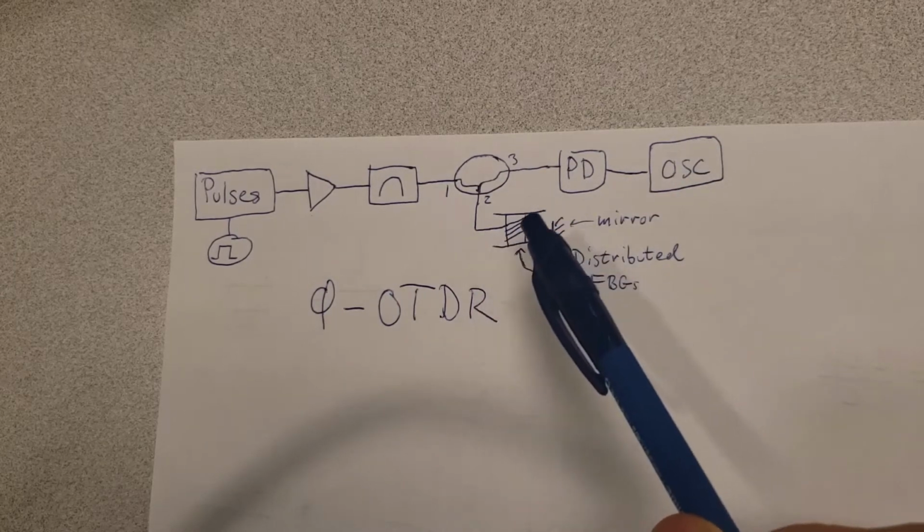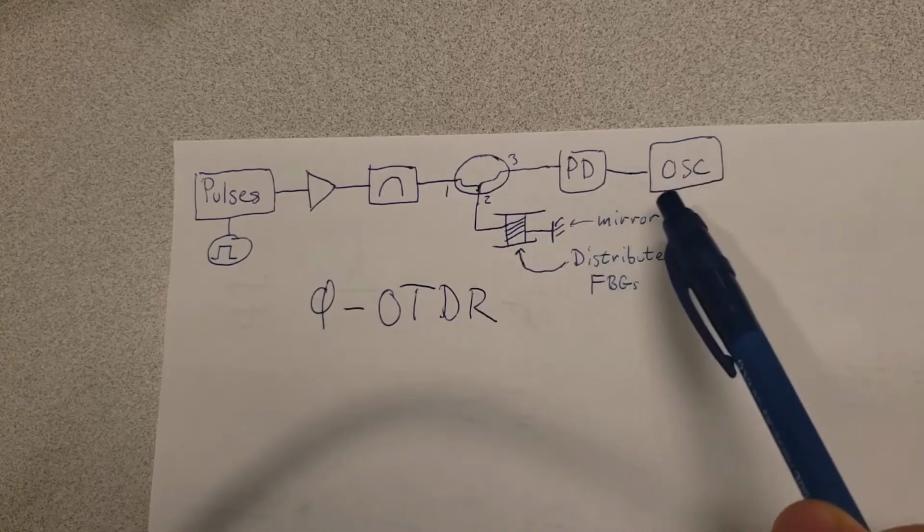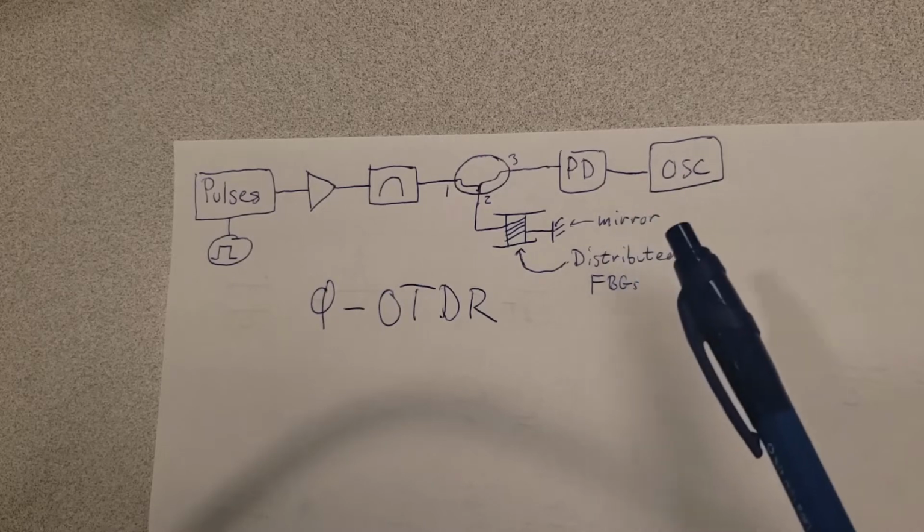And then if there's any change to the fiber throughout here, that will cause a phase change in the light, which can be observed as a change in the interference pattern created here in the oscilloscope.